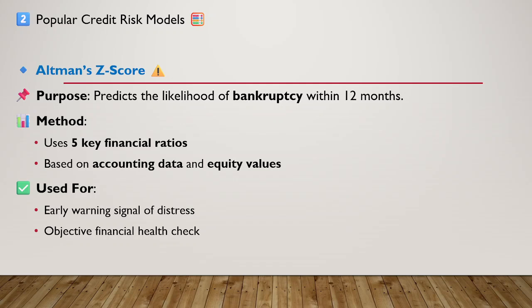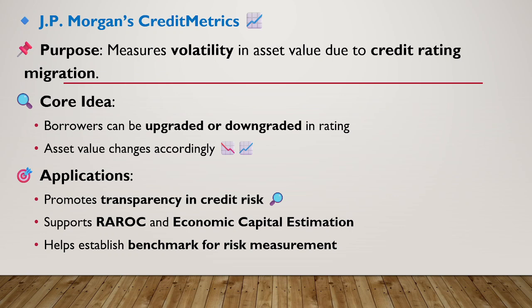Next, we have CreditMetrics. Unlike the Z-score, which focuses on bankruptcy, CreditMetrics evaluates how the value of a credit asset changes due to credit rating migrations, that is, whether the borrower's rating is upgraded, downgraded, or defaults. This model treats credit risk similarly to market risk by modeling volatility in asset values. It helps banks estimate portfolio value at risk, VaR, due to changes in credit quality. It's used to promote transparency, support economic capital estimation, and align with risk-adjusted return measures like RARoC.